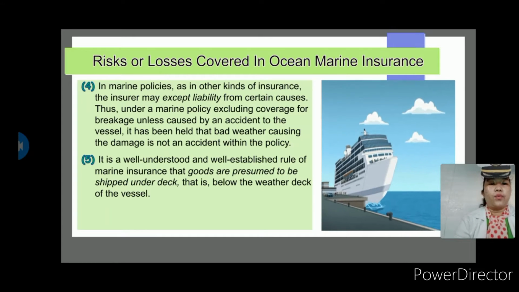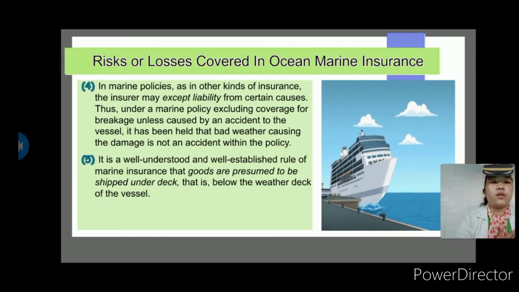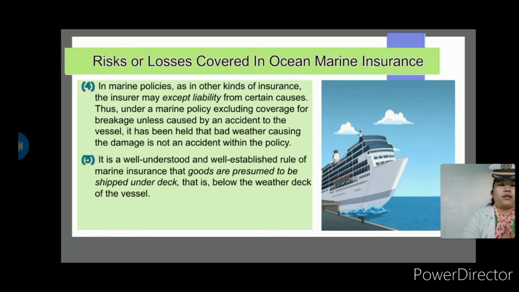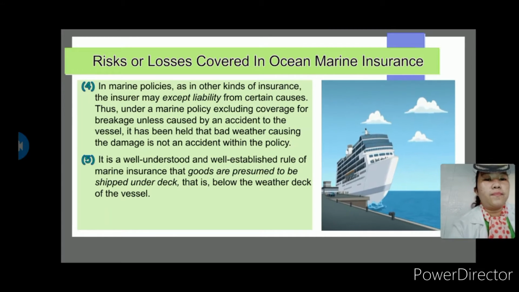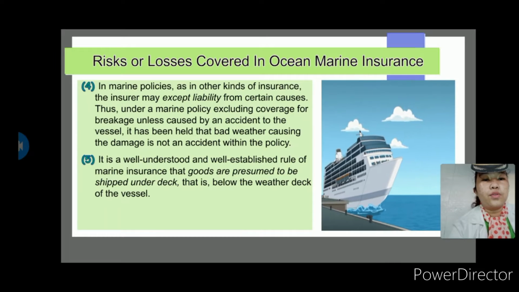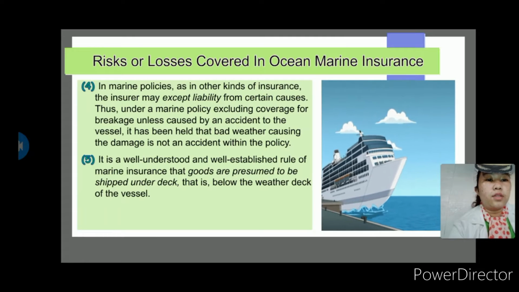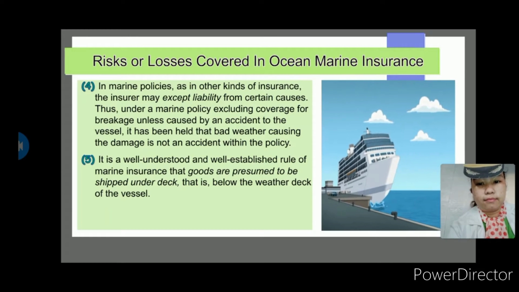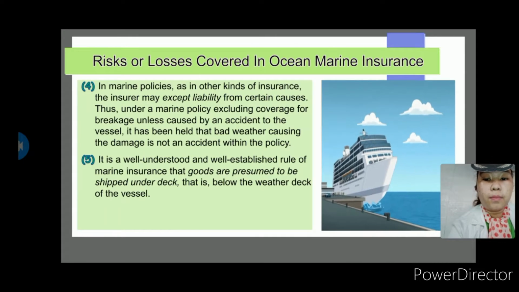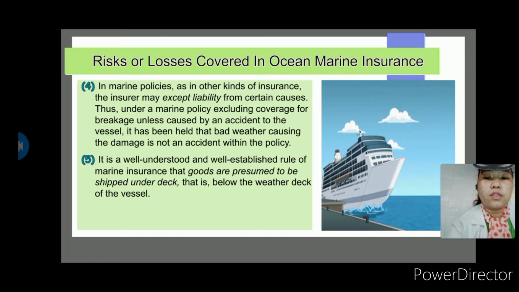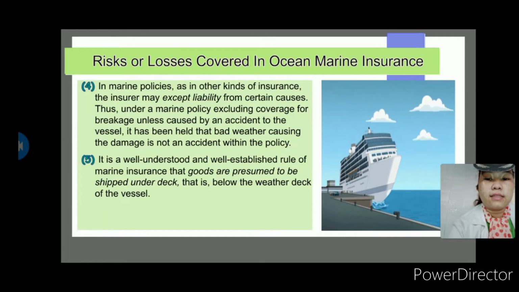Next, it is a well understood and well established rule of marine insurance that the goods are presumed to be shipped under deck, that is, below the weather deck of the vessel. So basically, when the cargoes or the goods are being shipped, they are presumed to be under the deck. If the goods are shipped on deck, they are not covered by the policy unless special notice of the storage is given to the underwriter and he accepts the enhanced risk.